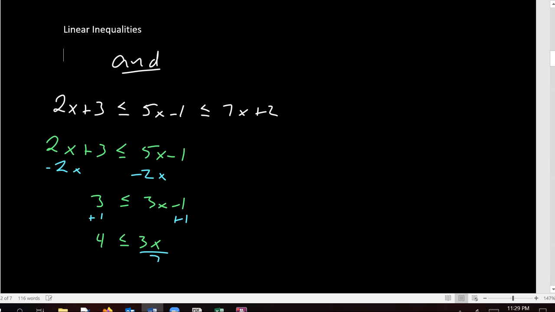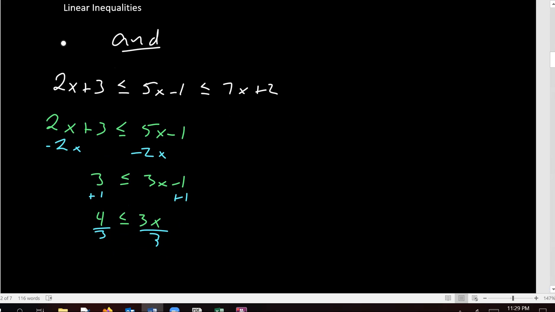Now this step, when you divide, that's where you have to be careful, because if you divide by a negative number, you have to flip your inequality symbol. But I'm dividing by a positive 3. It doesn't matter what you're dividing into, just what you're dividing by. So we're going to be left with 4/3 is less than or equal to x, or you can read that backwards, x is greater than or equal to 4/3. A lot of people like to have the x on the left-hand side, just for reading. You don't have to, though.